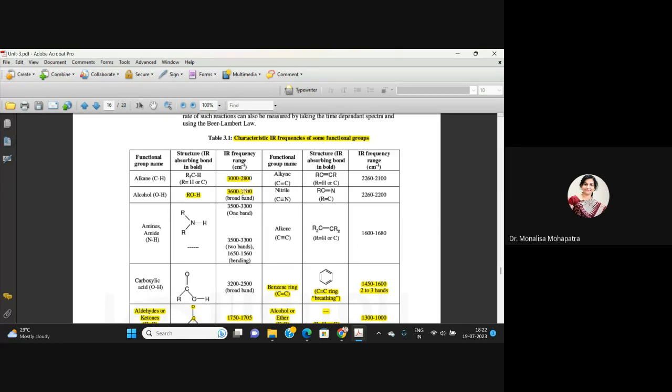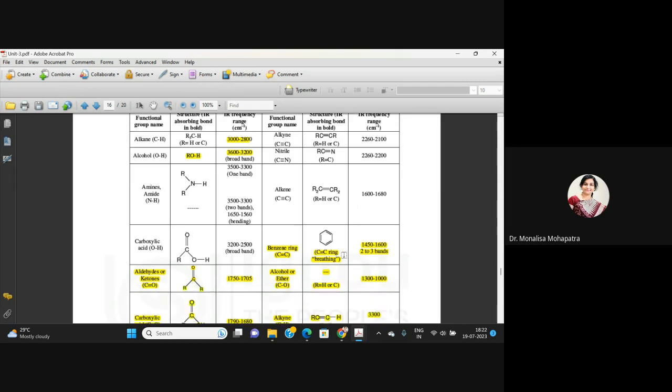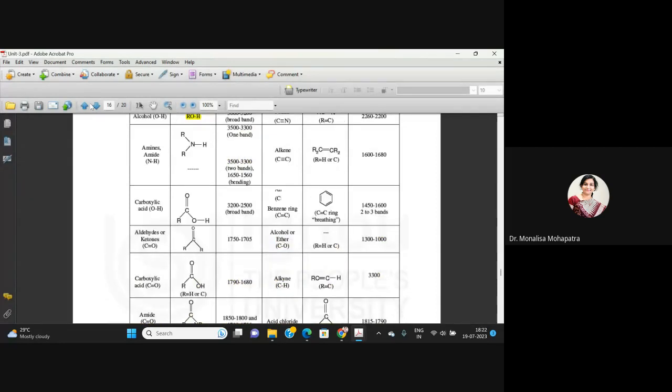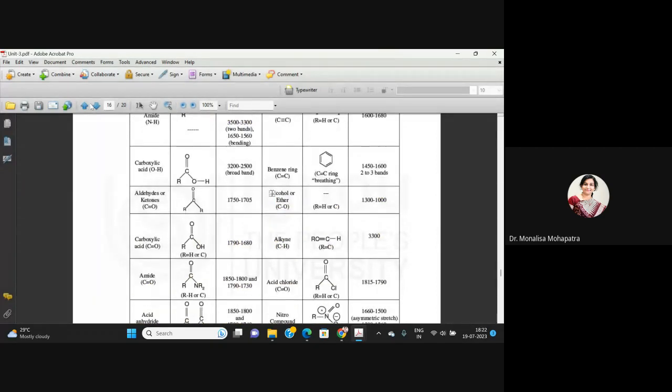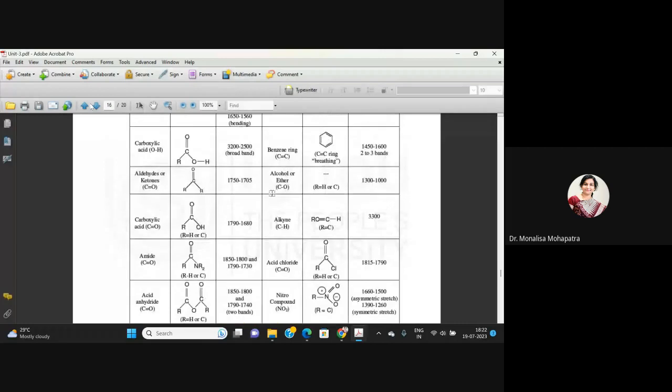Then now you are confirmed that okay, my phenol is there because I am getting a characteristic peak for the benzene as well as for the alcoholic peak. So now you are confirmed that your molecule is the one which you are wanting to prepare. Okay. So like this is a chart for you.